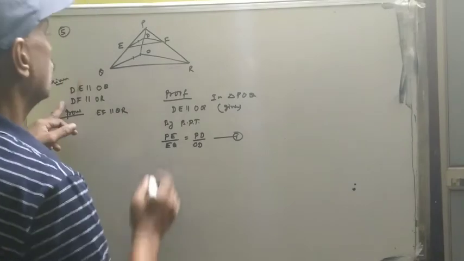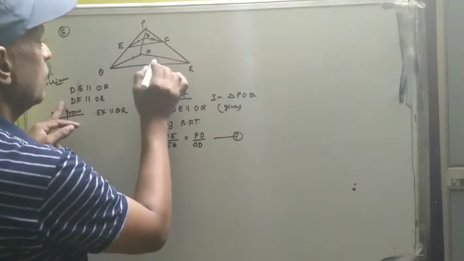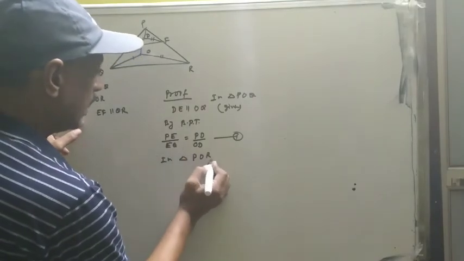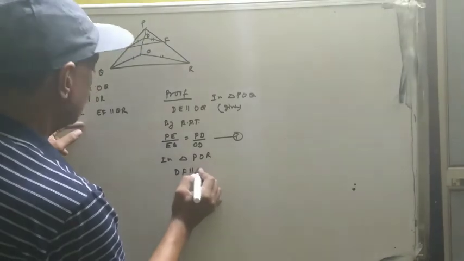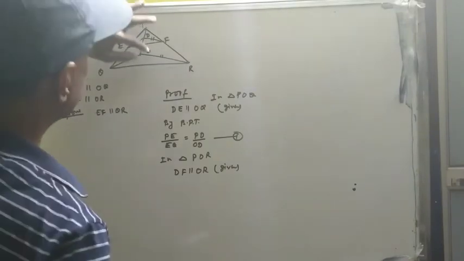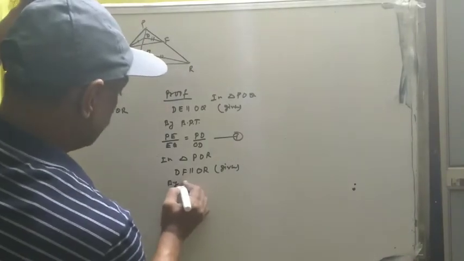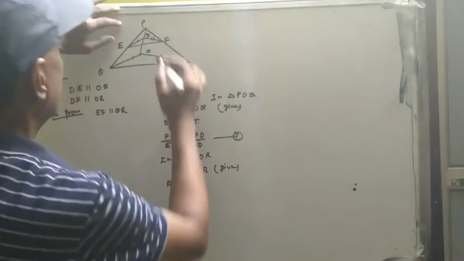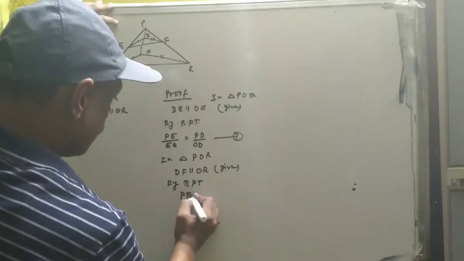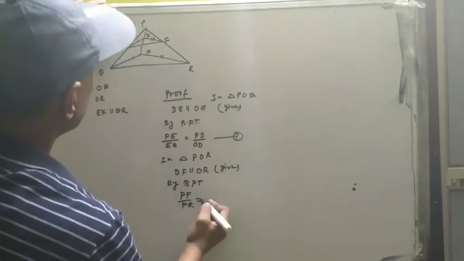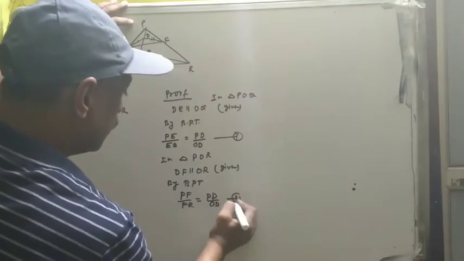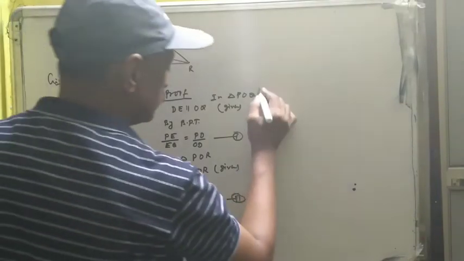Now just take DF and OR. DF is this side, and OR is this side. So the triangle is POR. In triangle POR, DF is parallel to OR. It is also given in the question. So if DF is parallel to OR, by BPT we can write, this one and this one are parallel, so PF upon FR is equal to PD upon OD. Equation number 2.